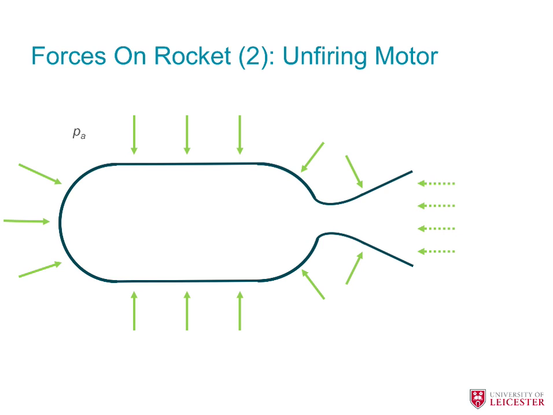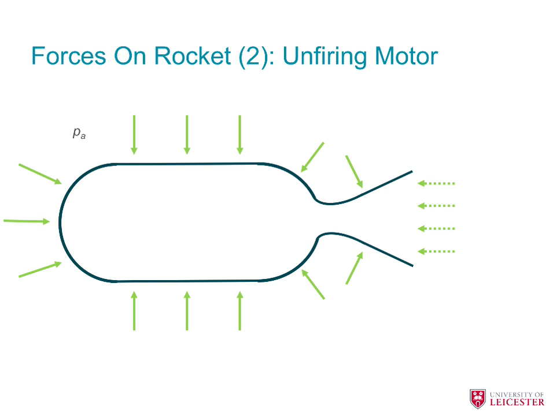So considering the unfiring motor helps us to understand the nature of the forces which are being built up on the system from the ambient atmosphere. So here is an unfiring motor. There's nothing going on in the combustion chamber. The green arrows represent atmospheric pressure bearing down on the system. And if we have that motor sitting on a test bench or on a launch pad, we don't expect the motor to move. It's unfiring, there's no motion.